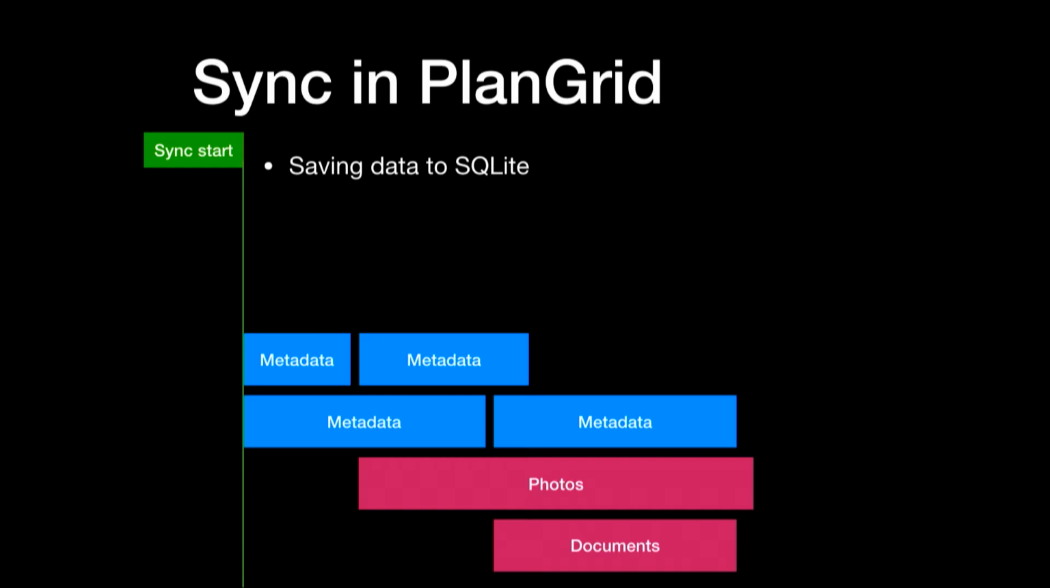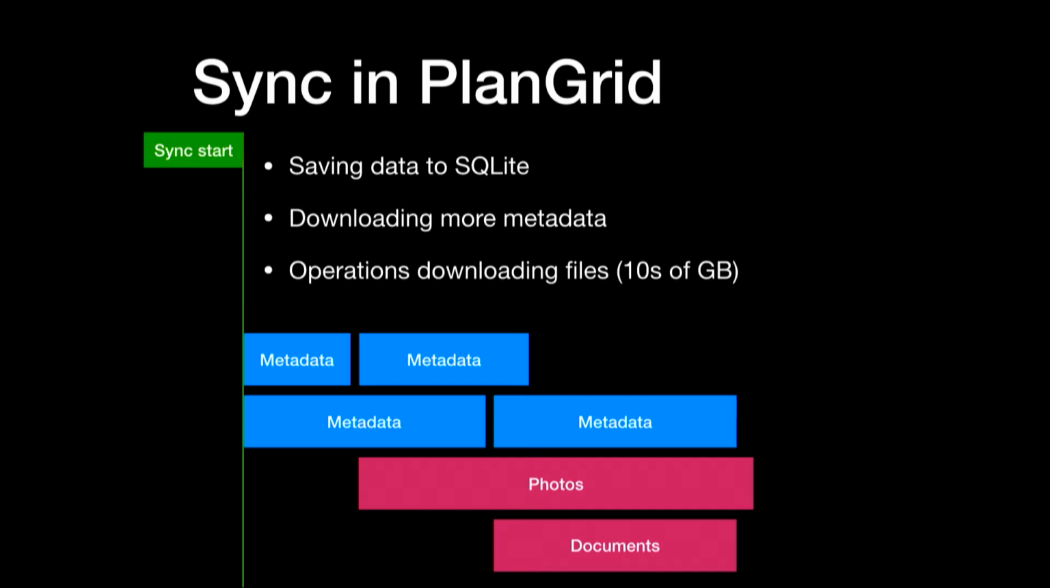And so the takeaway here is that as we're downloading all this data, we are saving that data to SQLite, that metadata. And then as we're doing that, we start more requests to download more metadata. And as all of that's going on, we're also creating NSOperations to download files. And some PlanGrid projects, the binary assets and metadata all combined is in the tens of gigabytes. The largest one I've seen was around 66 gigabytes. So the point here is that during sync, the system is under pretty heavy load.